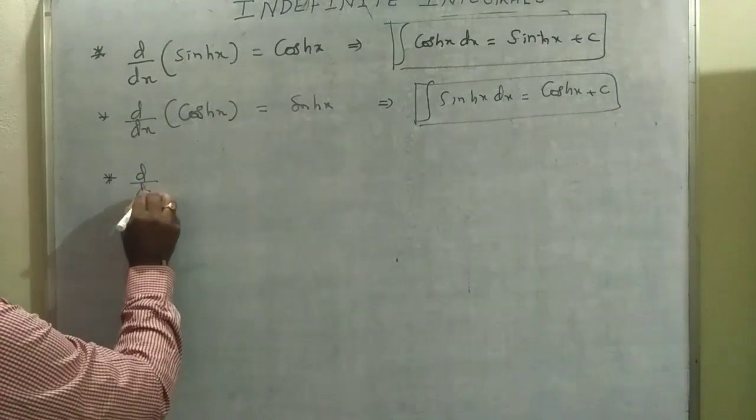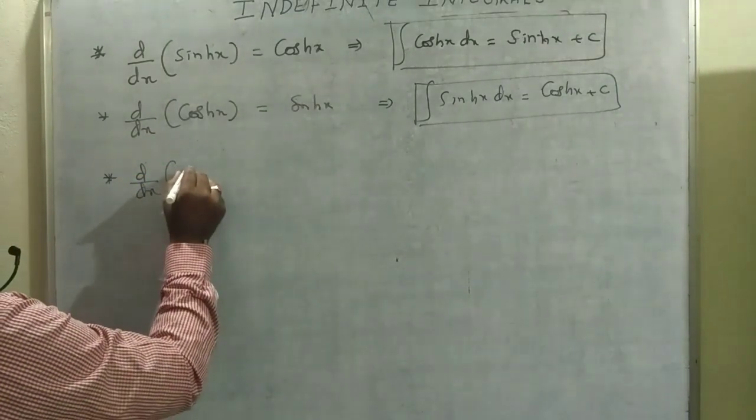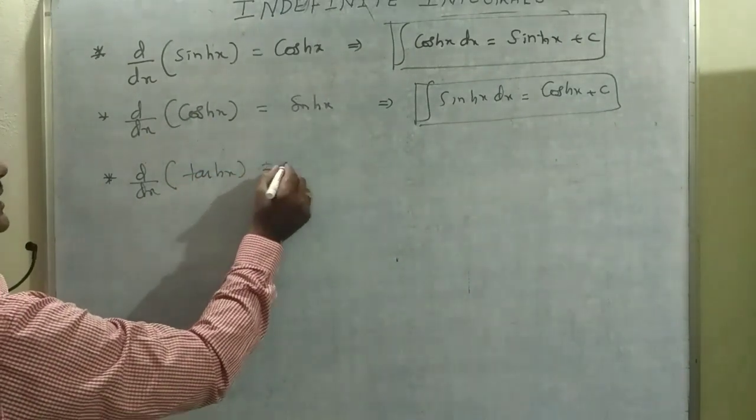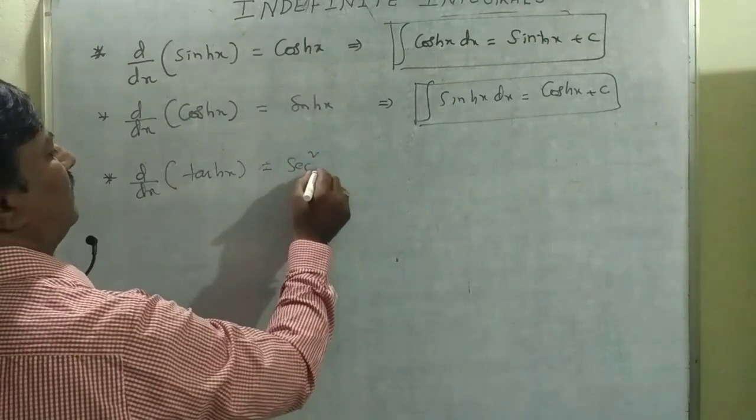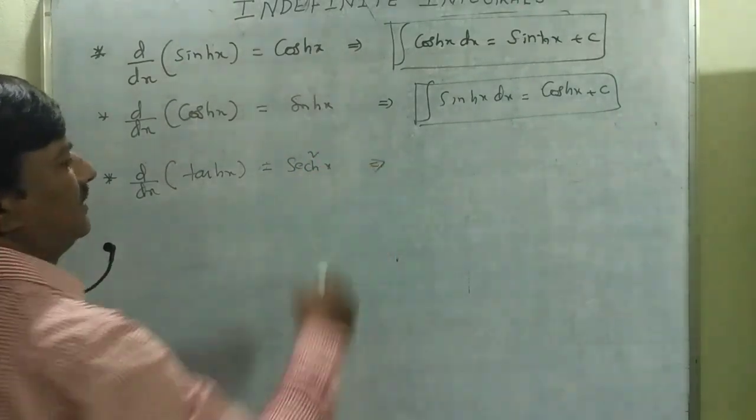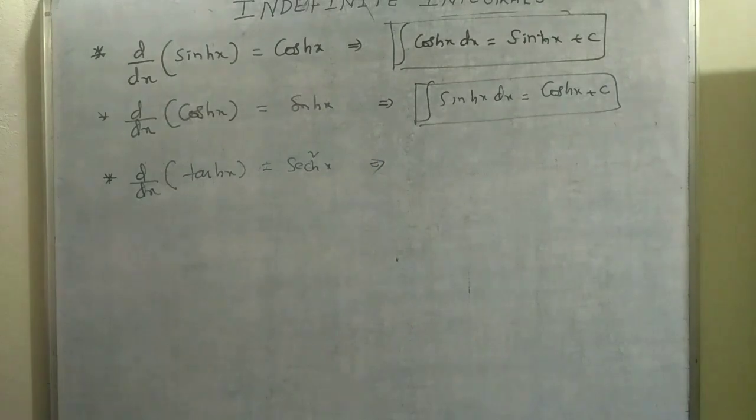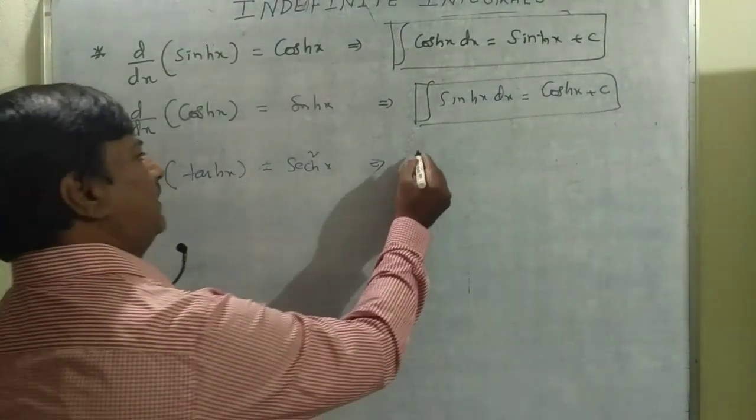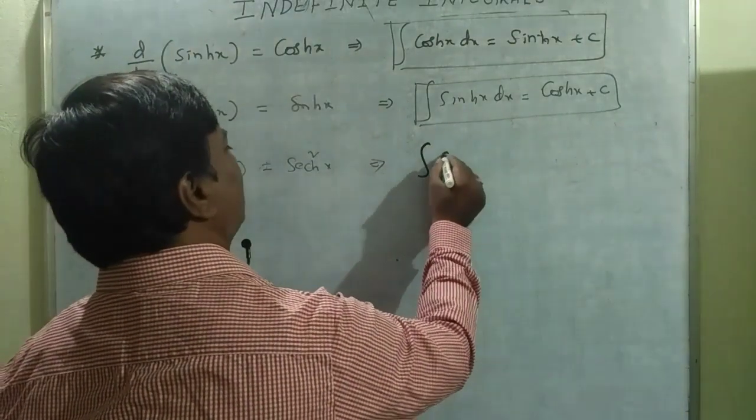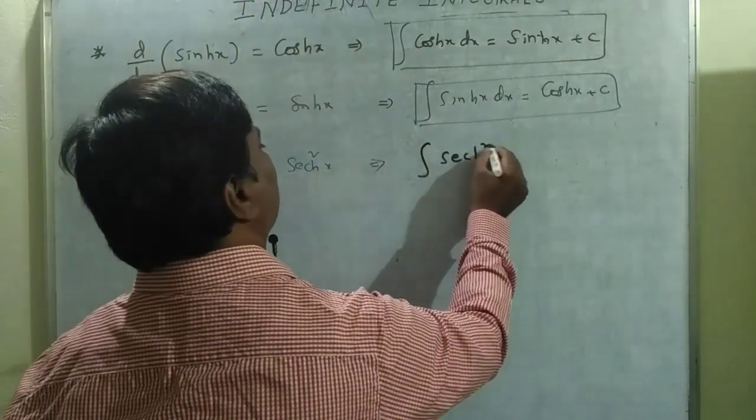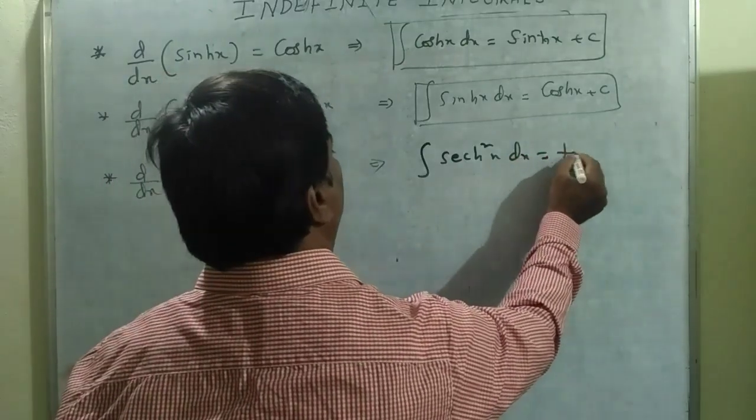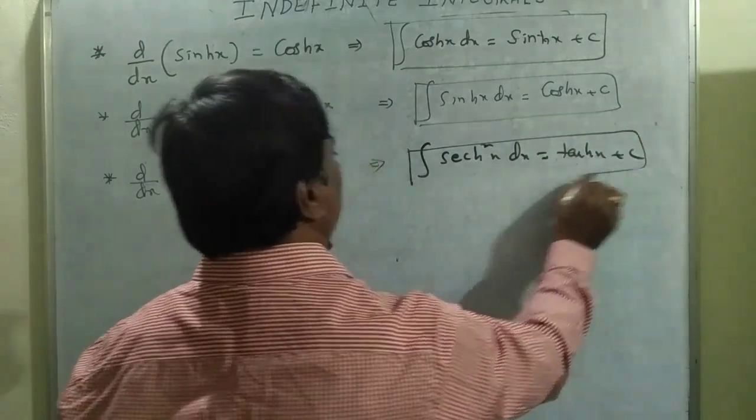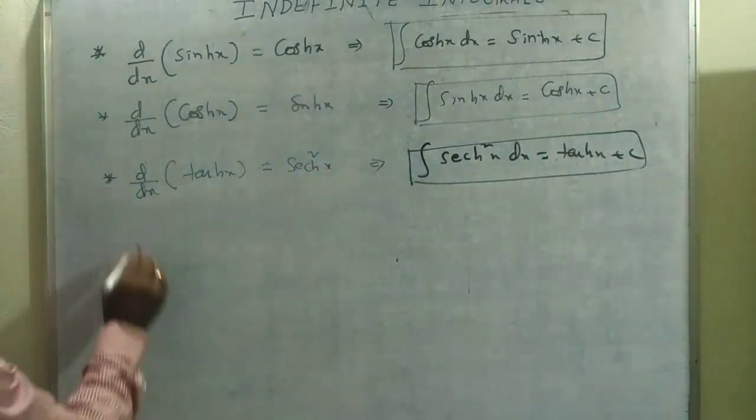d by dx of tan hx is equal to secant h square of x. And the reverse process of the derivative is the integration of secant h square of x dx, which is equal to tan hx plus c. Now we can proceed.